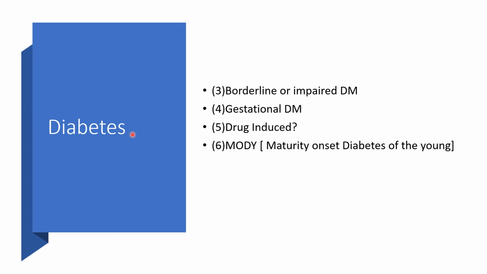Okay, the third example of diabetes mellitus will be borderline or impaired diabetes mellitus. I'll not waste your time. We'll still get more info about that later. Then gestational diabetes mellitus, in pregnant women, and drug-induced. So you're asking me now that certain medications that some people are taking can tilt them to diabetes mellitus or can worsen it? No, don't worry. We'll get details in a bit. Then, maturity onset diabetes of the young. We'll get full info in a bit.